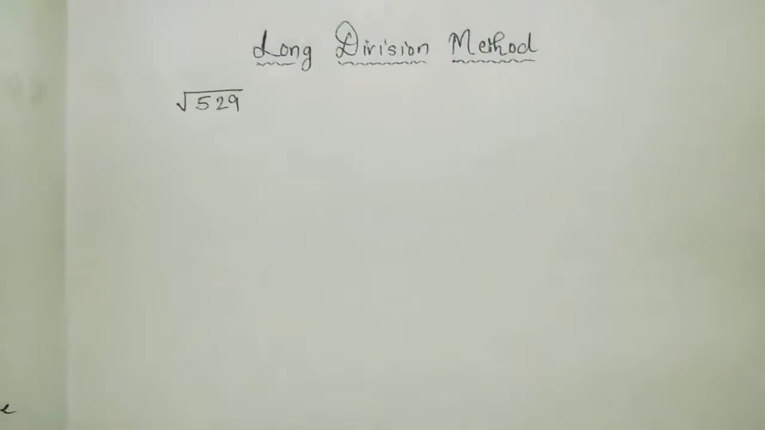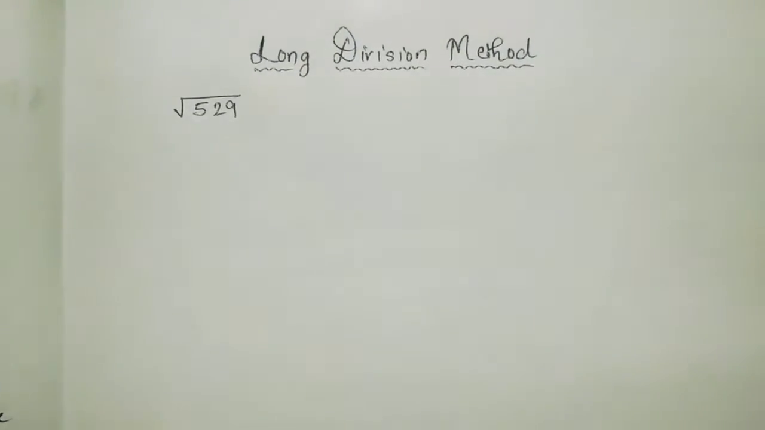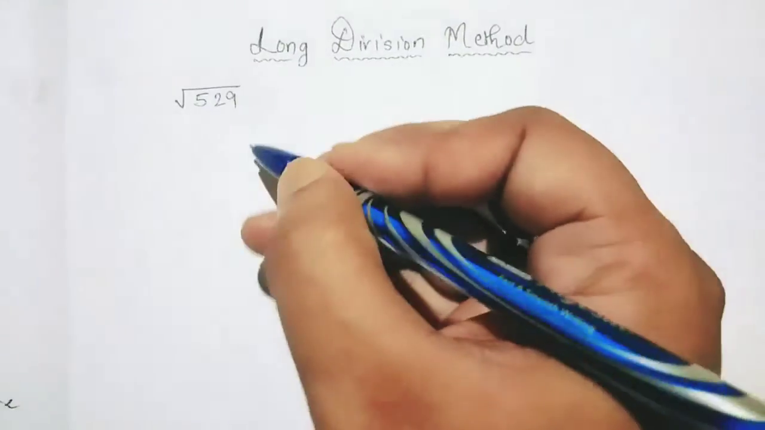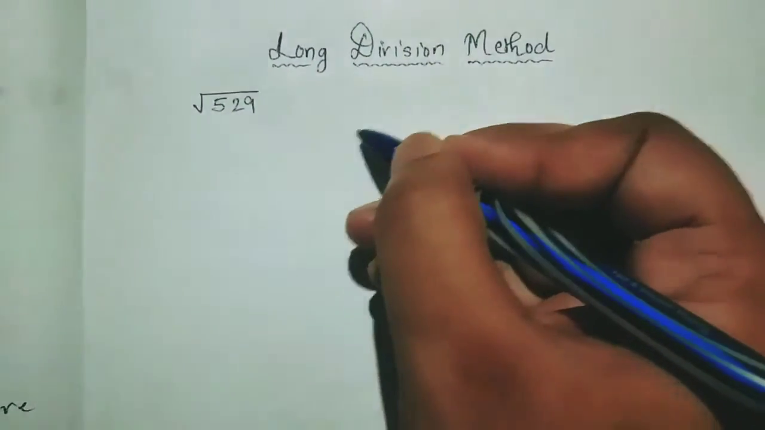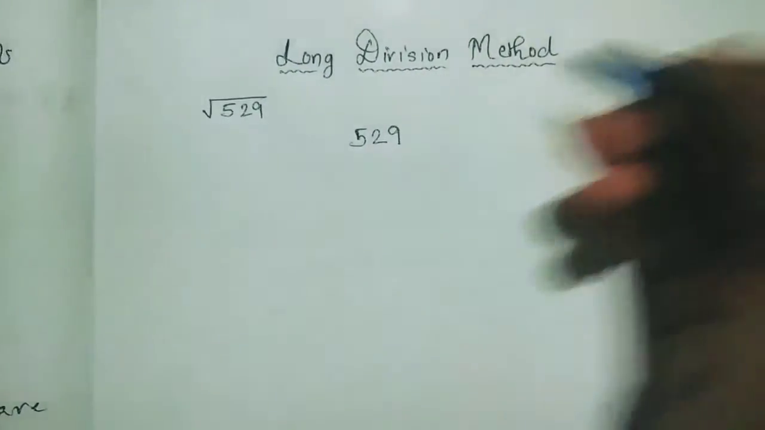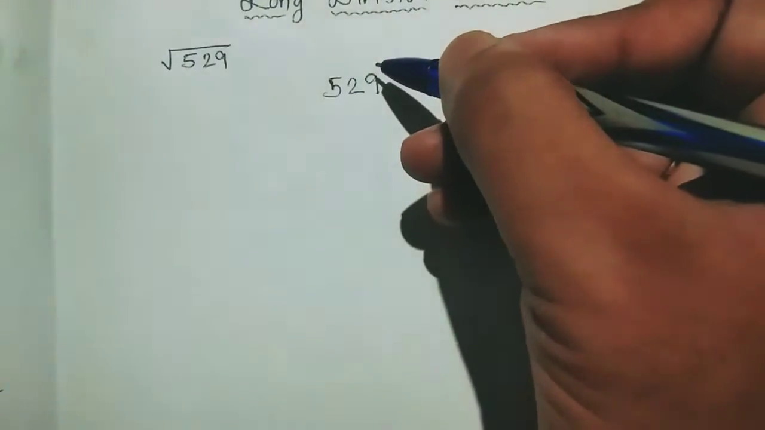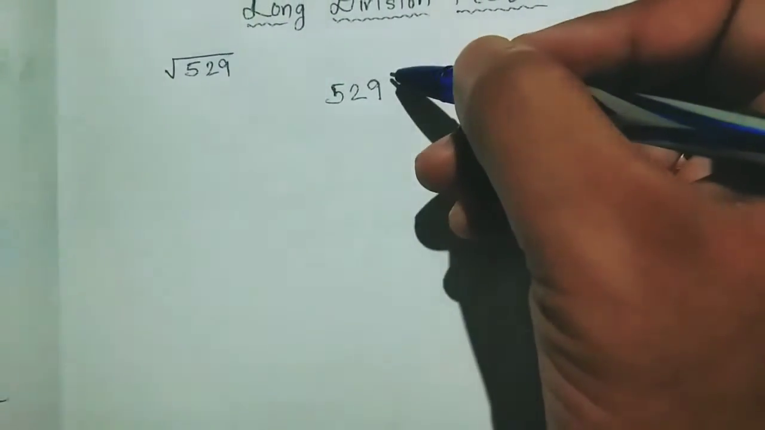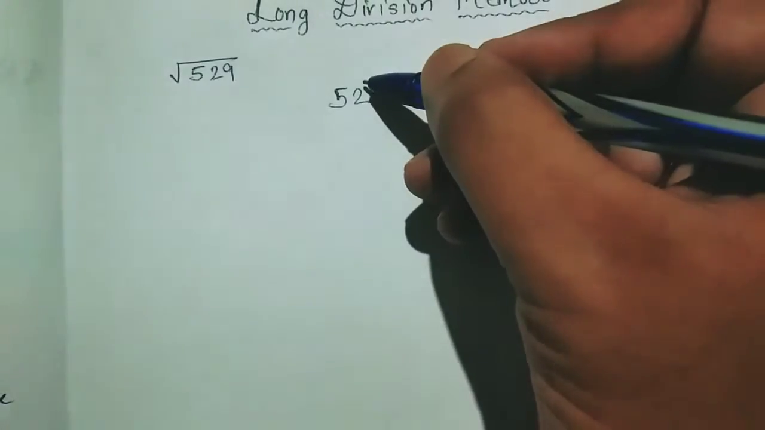Now all of you see here how to find the square root of 529 using the long division method. This method is not like normal division. Understood? So first of all, write 529. Now you have to make pairs of these numbers. You have to start pairing the numbers from this side. Always remember.